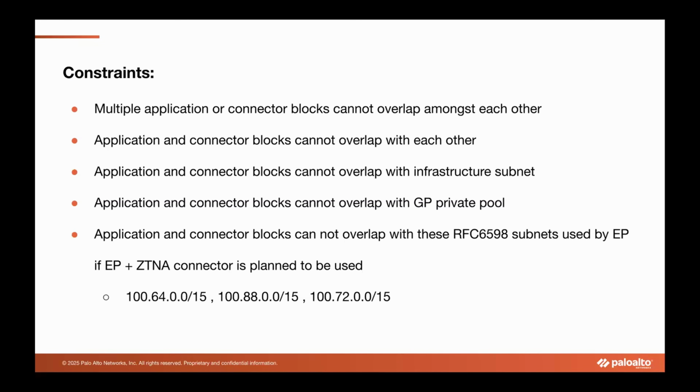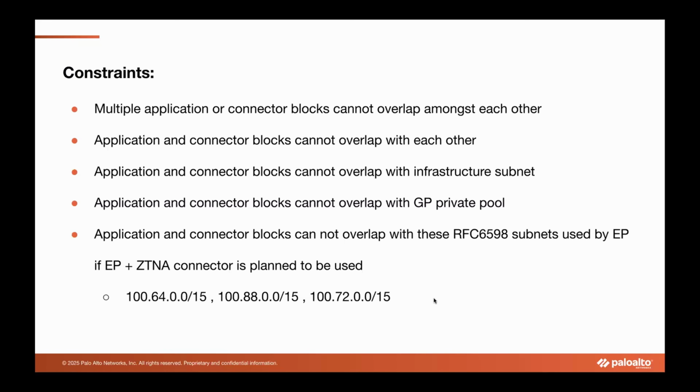Application and connector blocks cannot overlap with the infrastructure subnet. So there is a place where you can see the Prisma Access infrastructure subnet, which Prisma Access uses internally, and that cannot overlap with the application and connector IP blocks. And similarly, we define a global protect private pool for the mobile users. The application and connector blocks cannot overlap with that.